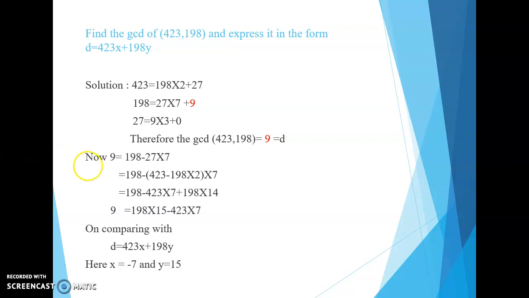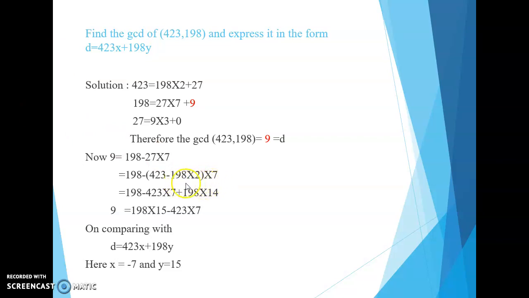9 equal to, because I will be reversing this step, 198 is equal to 27 into 7 plus 9. So 9 can be written as 198 minus 27 into 7, and 27 can again be replaced as 423 minus 198 into 2, and then again it is getting multiplied by 7.